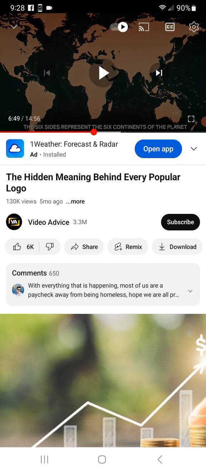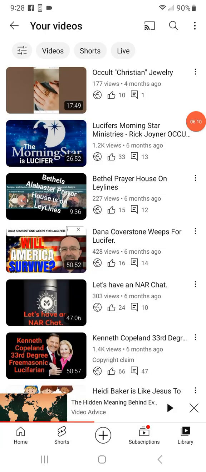So when he's talking about the rulership, he's talking about right here where it says Bethel's alabaster prayer house on ley lines. That's the rulers. All the Templars have their buildings on the ley lines. So these rulers, the alabaster prayer house is on ley lines because the rulers have their own Templar, Venus, Lucifer worship temples designed the exact same way as Bethel's alabaster prayer house.